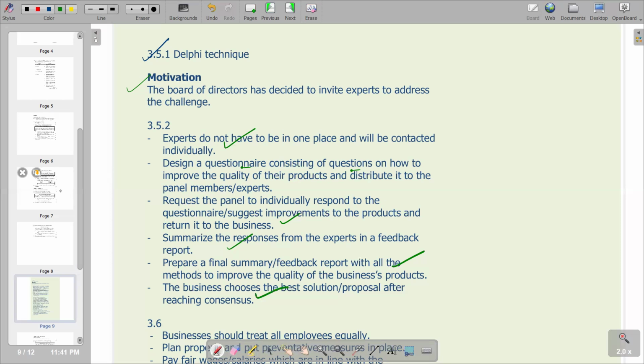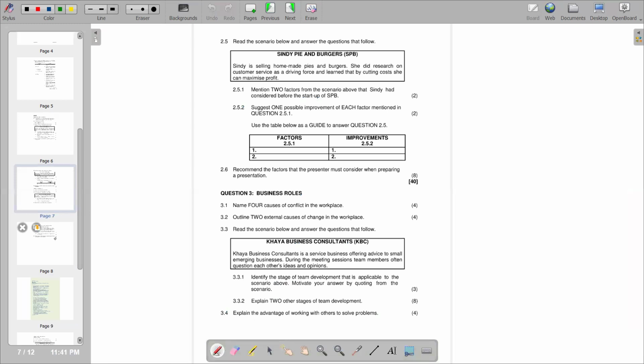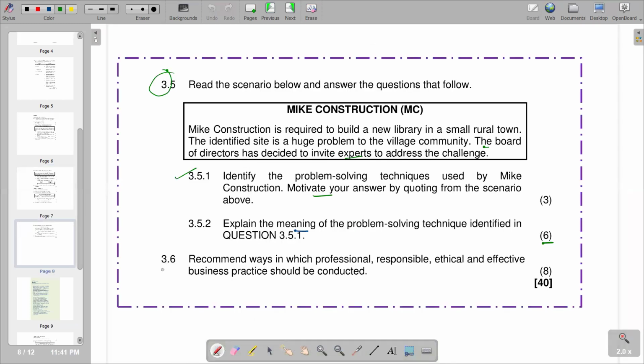Then we go to the next question. Let's see which number it is in this question paper: 3.6. Recommend ways in which professional, responsible, ethical, and effective business practice should be conducted.